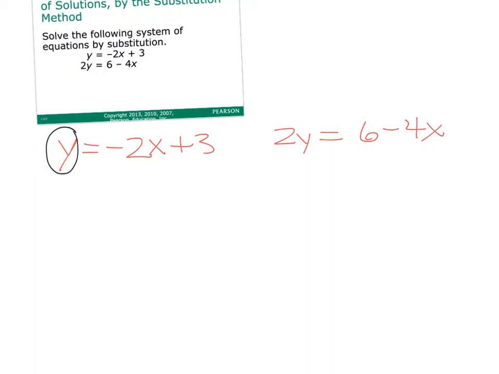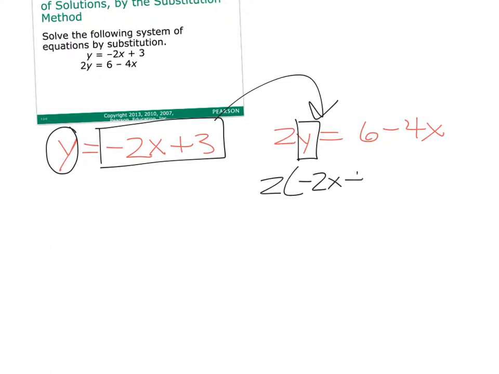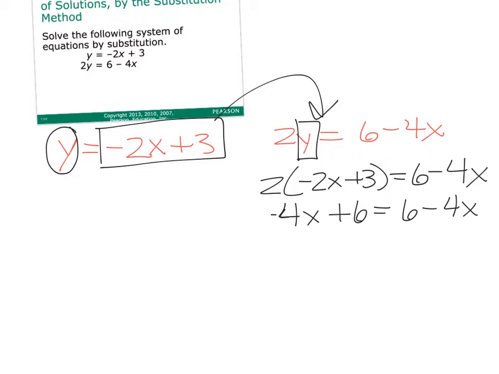Now notice in this problem that y has already been isolated. So don't recreate the wheel, just use it. y is supposed to be equal to negative 2x plus 3. So I'm going to go to my other equation and substitute that in. 2 times (negative 2x plus 3) is equal to 6 minus 4x. I'm going to distribute my 2: negative 4x plus 6 equals 6 minus 4x. I'm going to try to get my x's together, and notice what happens. Both sets of x's eliminate each other, and you're left with no variables at all.